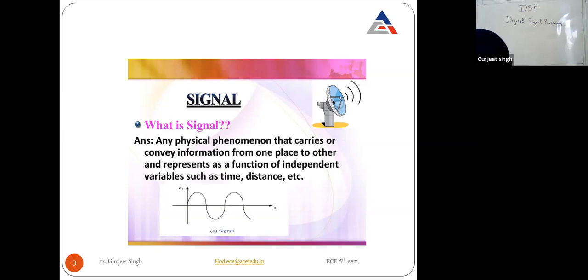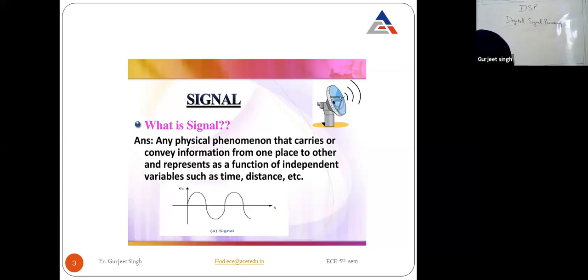It is a variable parameter. We can say that it is a variable parameter by which information is conveyed on electronic circuits. Or we can say that a signal is a variable parameter by which information is conveyed from one part to another part. Or, as in the PPT, a signal is also defined as any physical phenomenon that carries or conveys information from one place to another place and is represented as a function of independent variables such as time, distance, etc.